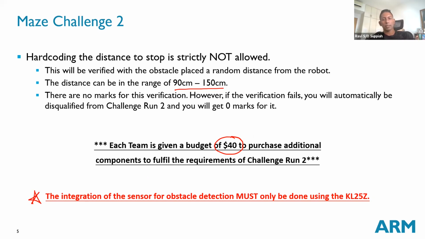The integration of the sensor for obstacle detection must only be done using the KL25Z. That means you cannot integrate any sensor onto your ESP32. Whatever you want to connect, everything must only be done through the KL25Z. This is an important point for your challenge run 2.